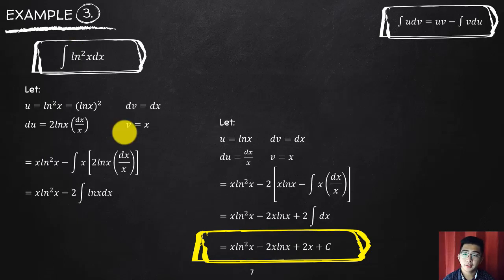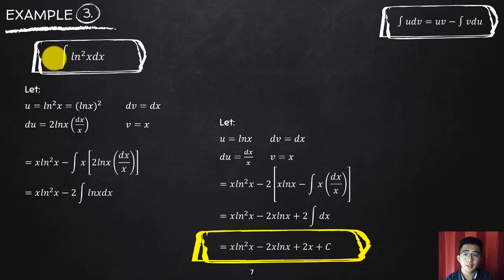Example number 3, the integral of ln squared x dx. Okay, so this is another one that can be solved now using integration by parts. Take note, this ln squared x can be written as quantity ln x close quantity squared. Okay, it is not ln of x squared. Okay, so let's make that clear. That is quantity ln x close quantity squared.